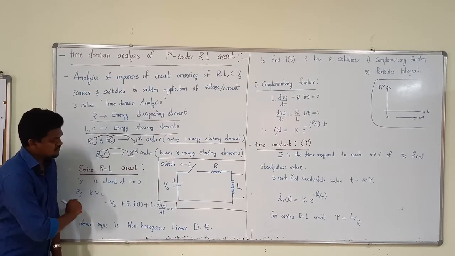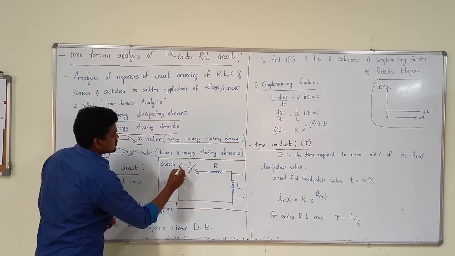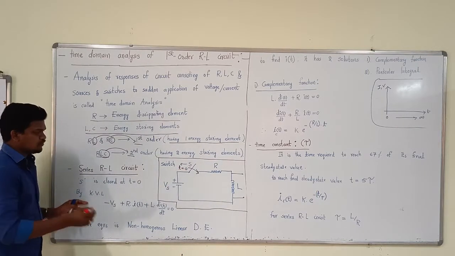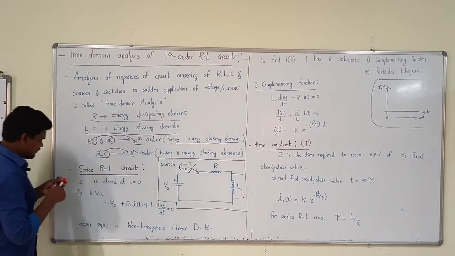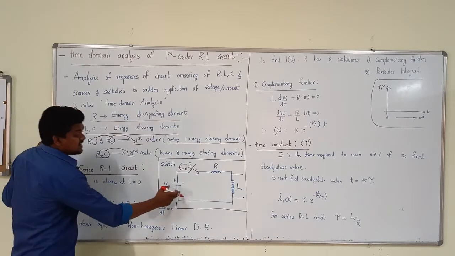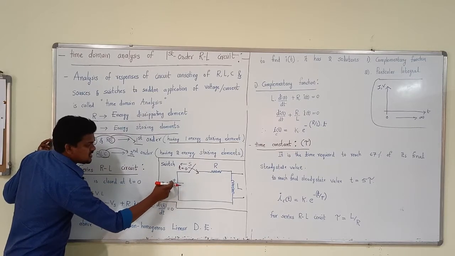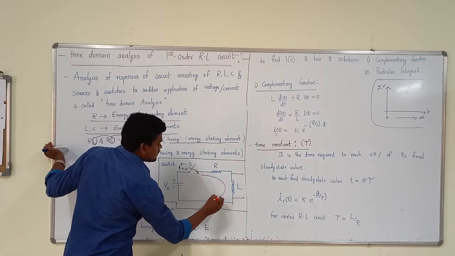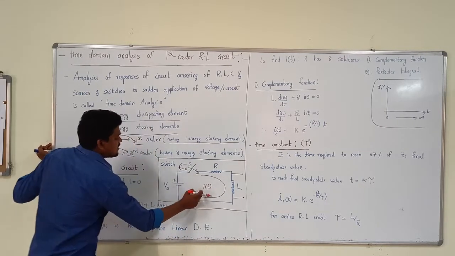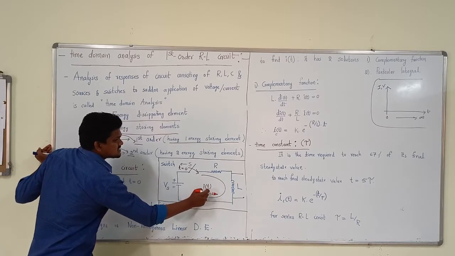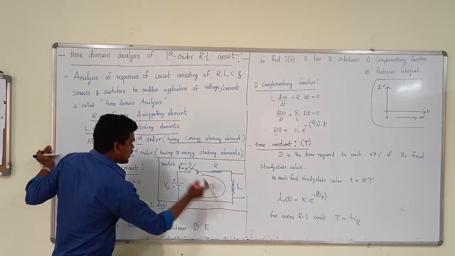So, we have to apply the KVL. That means the switch will be closed at t equal to 0. If you observe here, now the circuit is a closed path. Whenever a closed path is there, we can directly apply the KVL. By KVL, the flowing current we take as I of t. Generally the current is I, but the small t represents time domain analysis, how the time varies, that is why I of t.